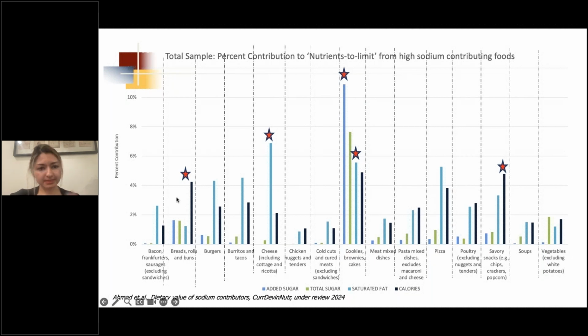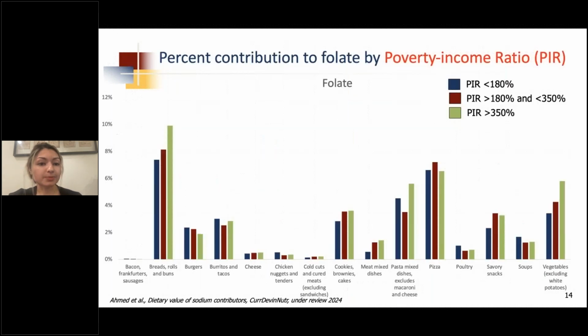But what about the same data in terms of these high sodium containing foods and what they contribute in terms of nutrients by certain subgroups? So I'm not going to showcase all of the nutrients in the interest of time, but I want to give a little bit of an idea of what is happening over here. So what we see on this particular slide is the percent contribution to folate by poverty income ratio. And you can see that folate consumption, particularly from breads, for example, and vegetables, tended to increase from lowest to middle to highest household income status.